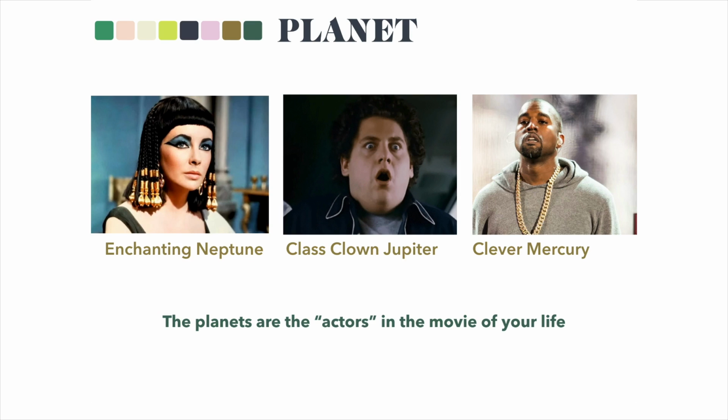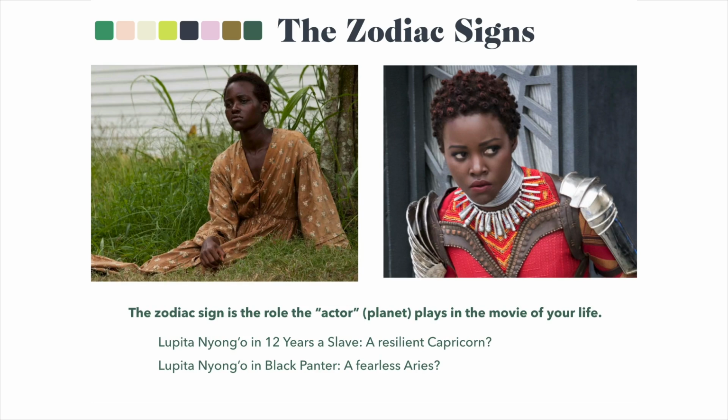There's Mercury, the wordsmith, who sometimes says things that don't make sense, and sometimes they do. The zodiac signs that the planets are in, like we said, are like the roles that the actors are playing. So here's Lupita. In 12 Years a Slave, we have the same actress, but she would be expressing more of a Capricorn energy, which is about persistence against odds. And then in Black Panther, she might be acting as more of a fearless Aries, kind of taking over the universe and saving it from the bad guys.